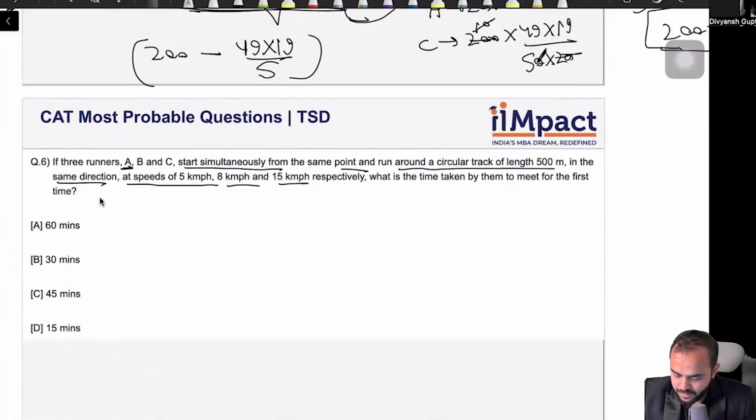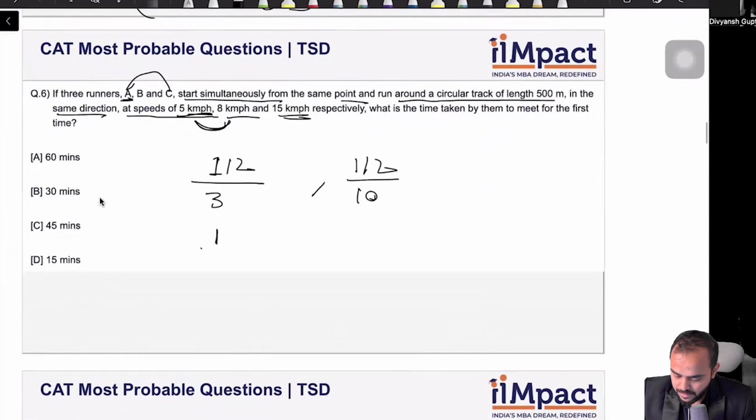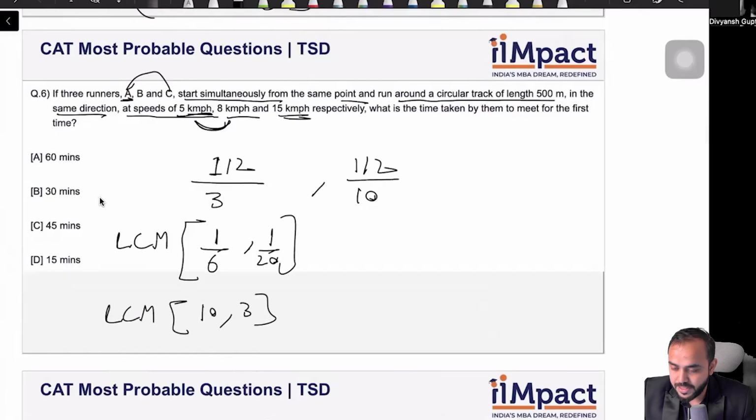So the track length is 1 by 2 kilometer, and if I take A to be stationary, the relative speed will be 3 kilometer per hour for B and A, and the relative speed will be 15 minus 5, which is 10 kilometer per hour for C and A, which means the time periods that I have to take an LCM of are going to be 1 by 6 and 1 by 20. 1 by 6 is 10 minutes and 1 by 20 is 3 minutes. So the LCM of 10 minutes and 3 minutes is going to be my answer, which is going to be 30 minutes. So a pretty straightforward question that way.